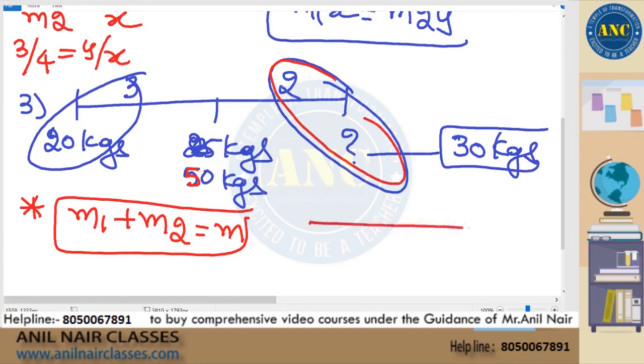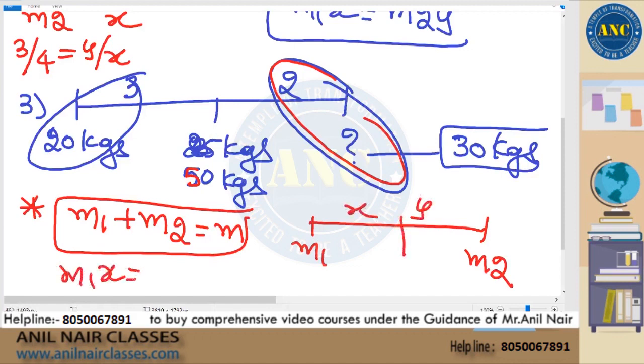The next thing is, if the weights are on the left hand side and the right hand side of a balance, these are x and y. M1x is equivalent to M2y. These are the two concepts. Now let us solve 8 to 10 questions based on this model so that it will be perfectly clear to you. Shall we start solving the problems? Is this concept clear?